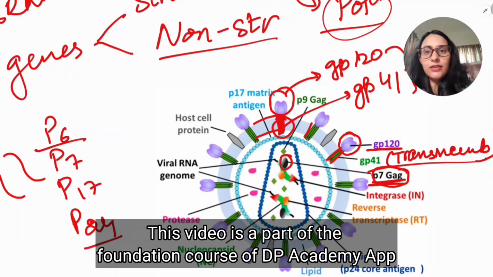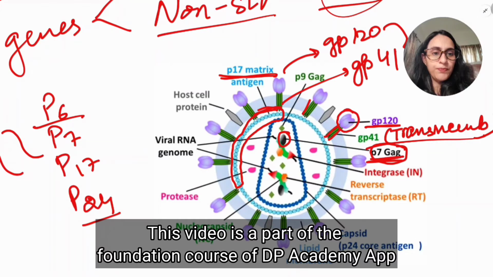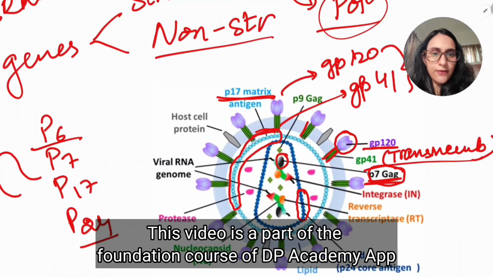Then P17 is the matrix antigen. You can see this is the matrix antigen, the blue color with the chain. This is the matrix antigen, which is P17 matrix. And then P24 is very important. It is the core antigen, which is the capsid. So this is P24.